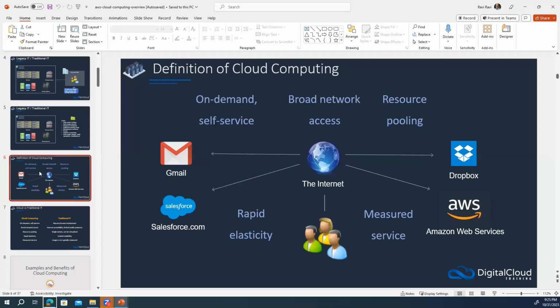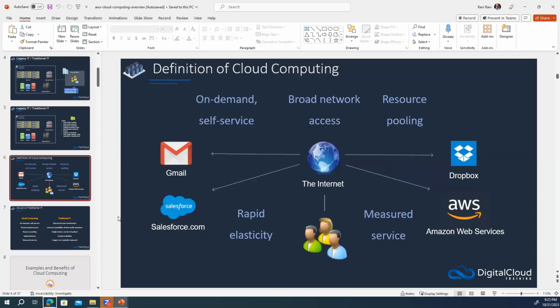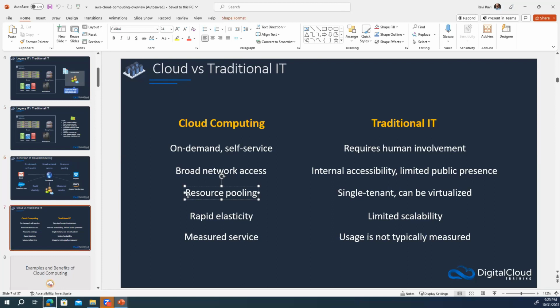That is the reason we say this is resource pooling. When you say resource pooling, not only are you going to be the owner of this particular resource, but many more people will be utilizing that resource whenever it is really required. That is your resource pooling. But in the traditional IT, you happen to be a single tenant. You will be the only authorized user of this one.